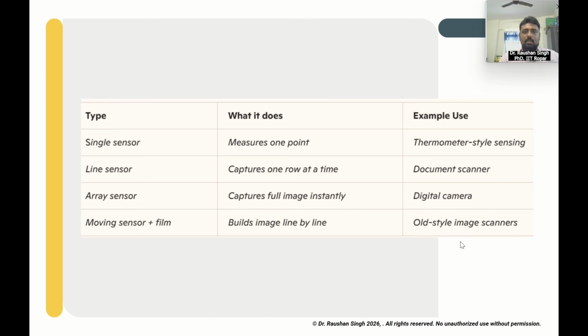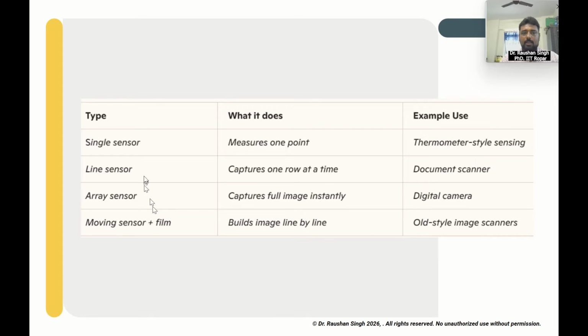So what's the difference? Single sensor, it measures one point. Line sensor, it captures one row at a time. And array sensor, it captures the intensity. And moving sensor plus film, it builds the image line by line because of the movement. Okay, so examples are thermometer, document scanner, and your digital camera.